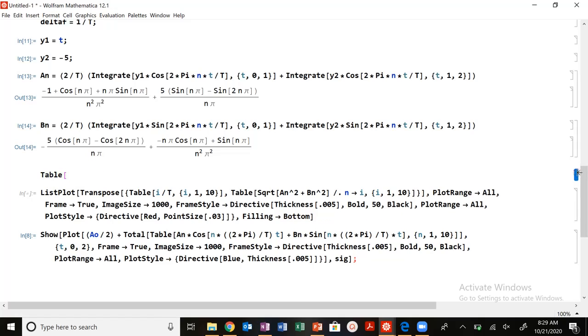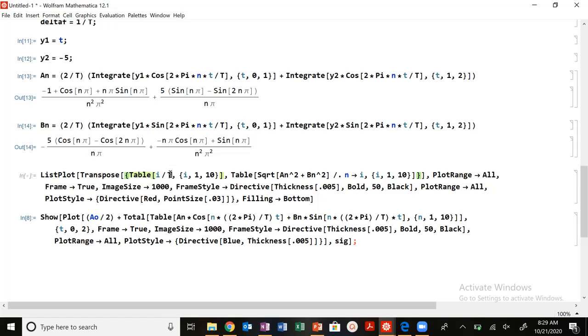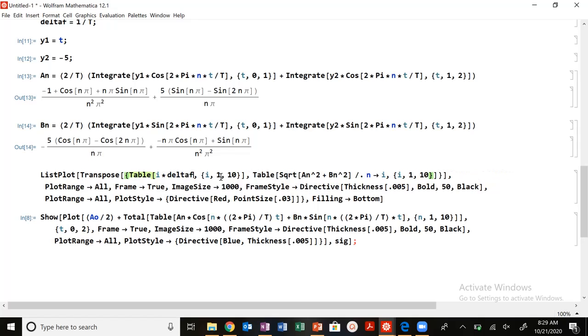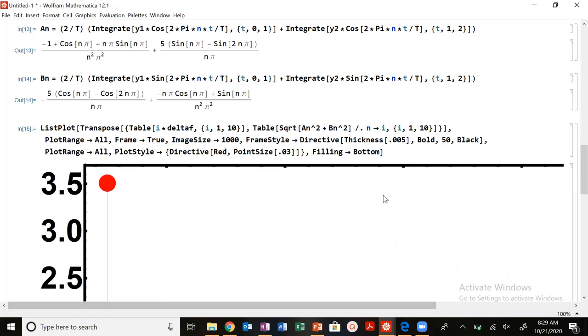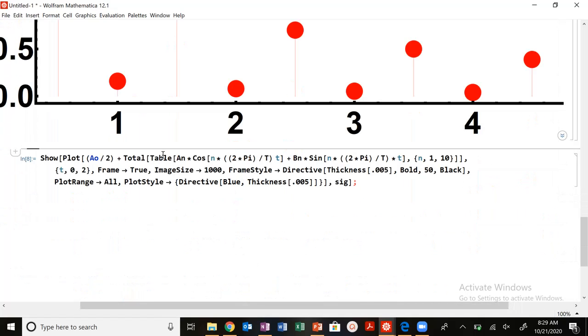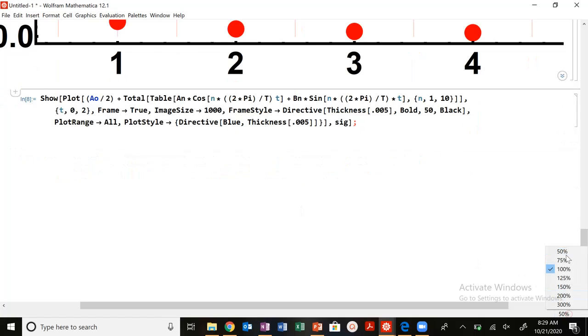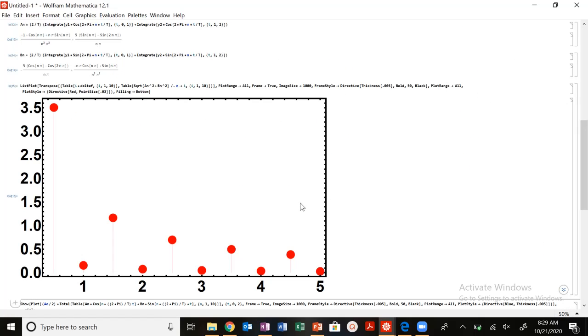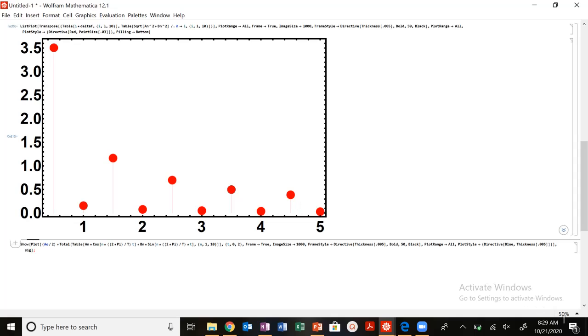I'm going to do 10 harmonics, i times delta f, square root, again, this is my c sub n. Let's see what we've got here. And this is our frequency spectrum. This makes sense because our fundamental frequency is one half, and 10 harmonics should be our maximum frequency. Let's zoom out here so that people can see and confirm their answers later. So there's my harmonic coefficients, or my frequency spectrum.